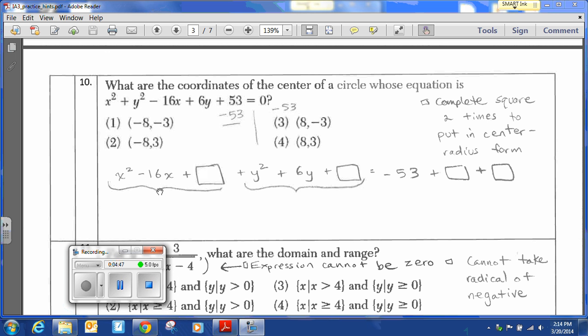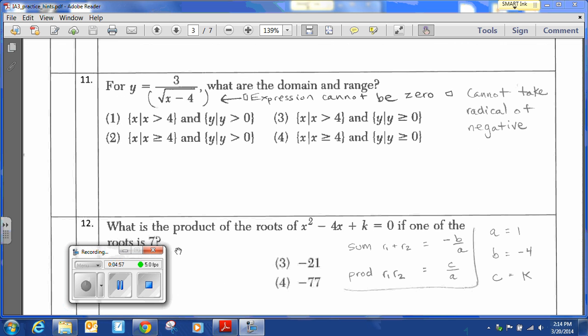So it's negative 16 divided by 2, and then square that goes in there. Same thing with this, 6 divided by 2, square it goes in there. Those same 2 numbers need to be added to this side as well.